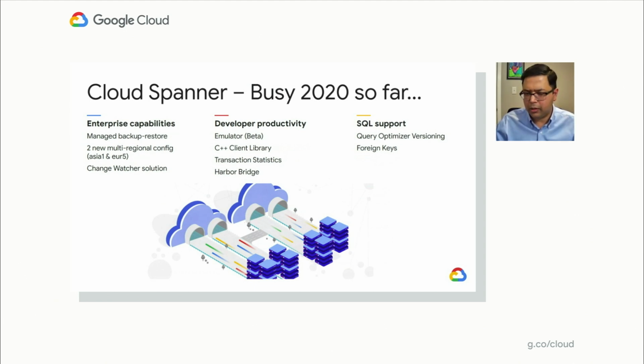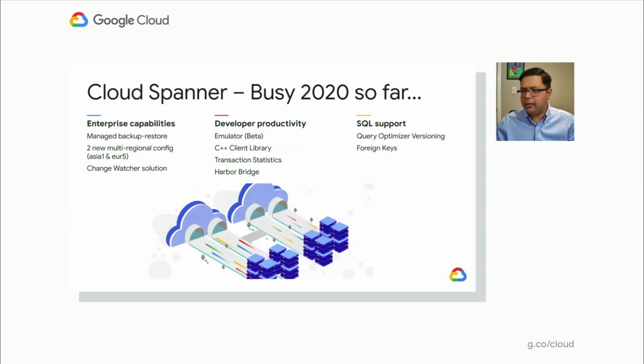And on the developer productivity side, we have an emulator. This is an offline emulator. I'm going to talk more in detail later. There are also the C++ client library, transaction statistics, and HarborBridge, which is another tool recently contributed to the Cloud Spanner ecosystem. It is to aid in migration. The capability it provides is that if a customer has a PostgreSQL schema and they use HarborBridge, the tool can recommend an equivalent Spanner schema. Originally we launched it for PostgreSQL support, and for MySQL we have launched it in beta right now.